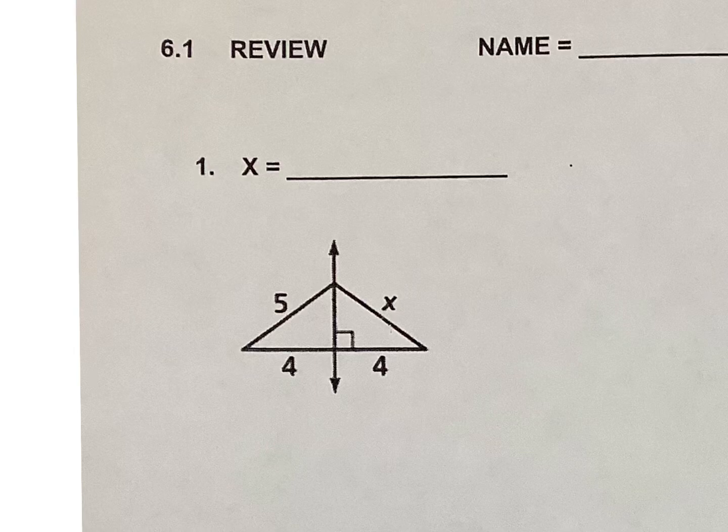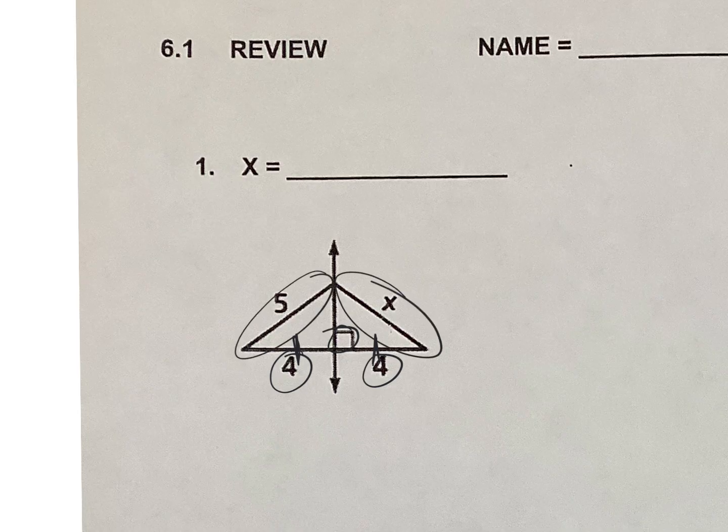All right, 6.1 review. The first problem up there, we have a perpendicular bisector. The perpendicular symbol tells us we have a perpendicular, and the two hash marks mean that this has been bisected. So if you have a perpendicular bisector, that means the two hypotenuses have to be equal. So x equals 5. Perpendicular bisectors tell you that your hypotenuses are equal. If your hypotenuses are equal and you have a perpendicular line, then it's also a bisector. So you can go back and forth.